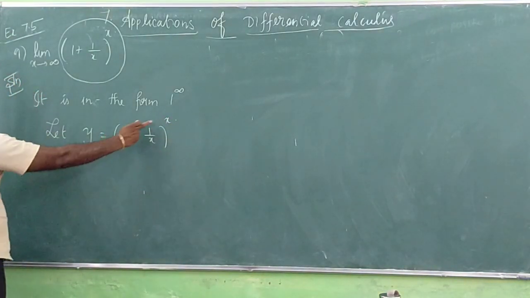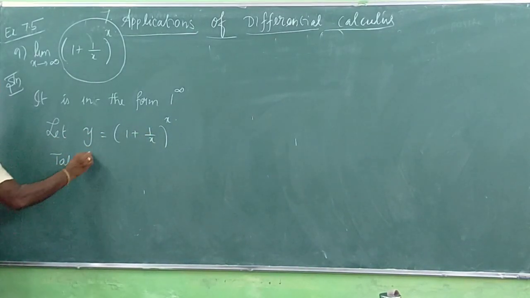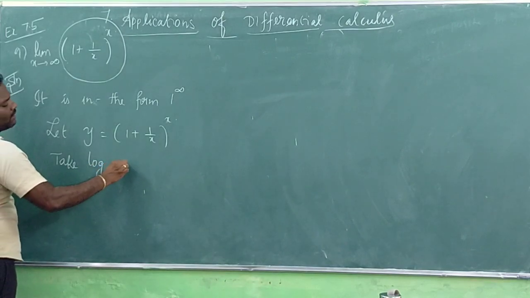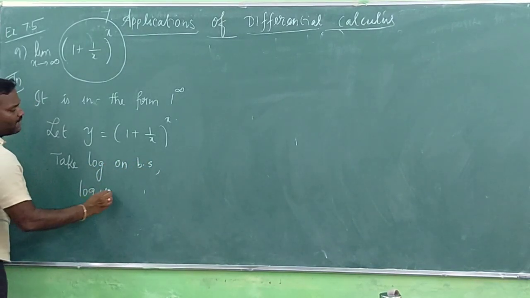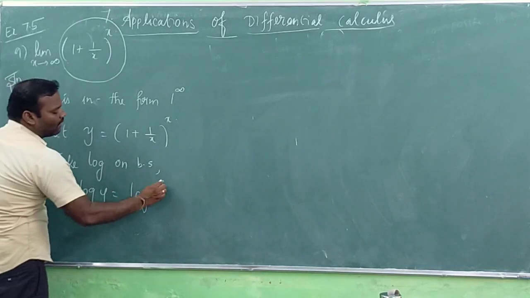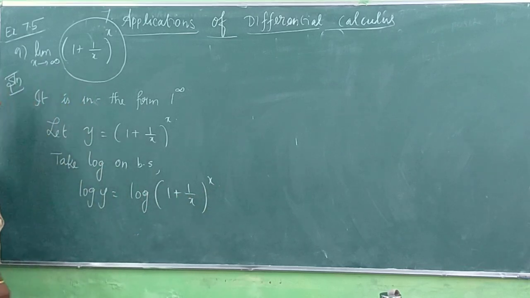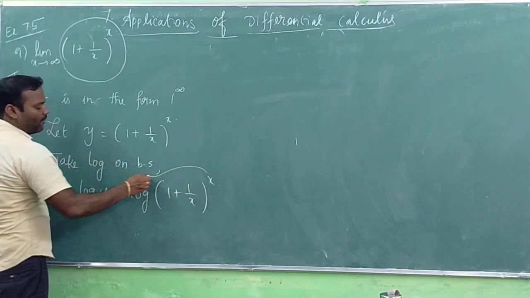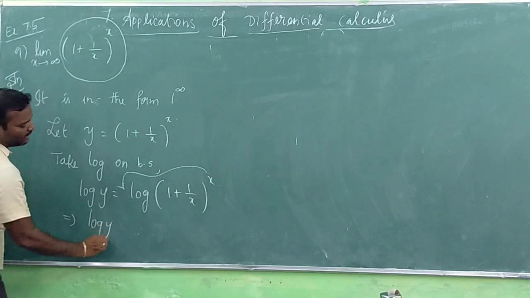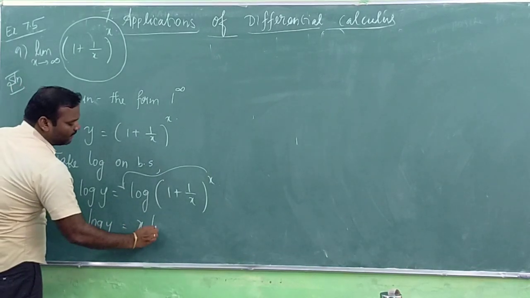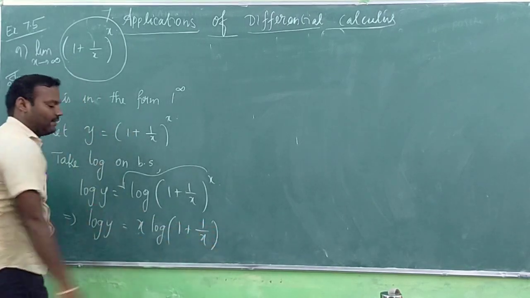And in the next step, in order to reduce the power, you have to take log on both sides. So when you are taking log on both sides, we will get that log y is equal to log of (1 plus 1 by x) the whole power x. By the property of log, the power x will come to the front. So you can have that log y is equal to x into log of (1 plus 1 by x).